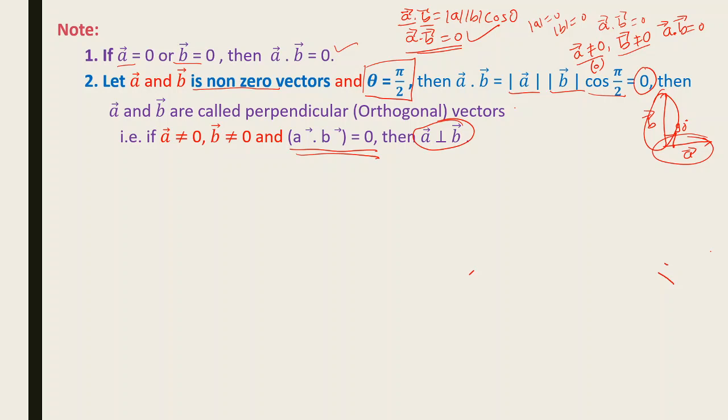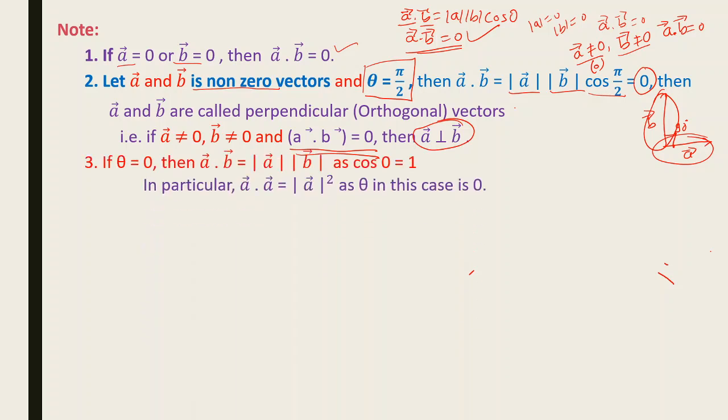So now let's move to the next point. What's the next point? If theta is equal to 0, it means the angle between vector A and vector B is 0, and vector B coincides with vector A. If the angle is 0, then what will be your dot product? We get cos 0, and the value of cos 0 is 1.